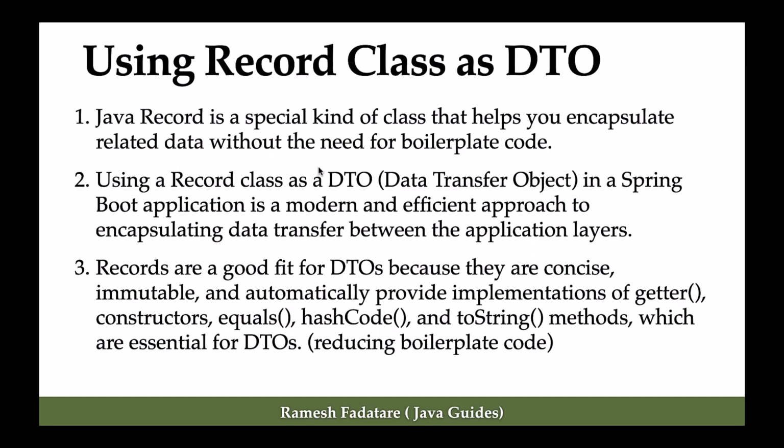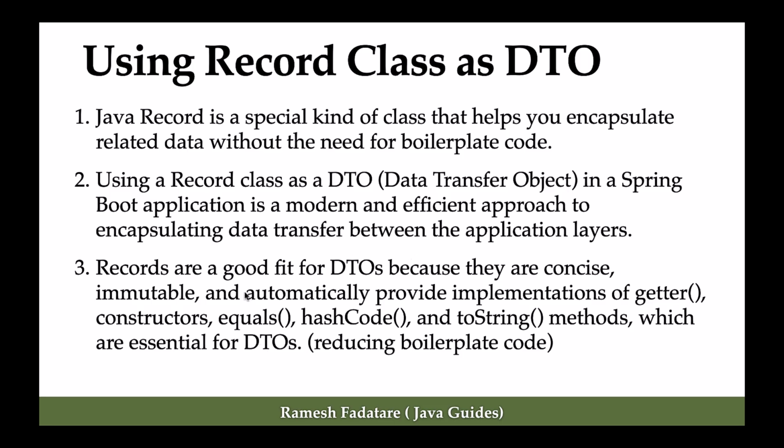Using a record class as a DTO in a Spring Boot application is a modern and efficient approach to encapsulating data transfer between application layers. Basically, a record class holds immutable data and is a good candidate as a DTO to transfer the data between different layers. Next, records are a good fit for DTOs because they are concise, immutable, and automatically provide implementations of getter methods, constructors, equals, hashCode and toString methods, which are essential for DTOs.